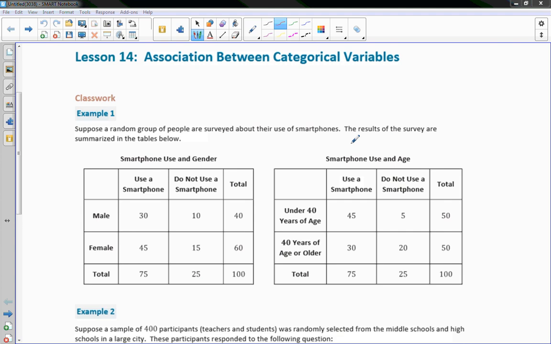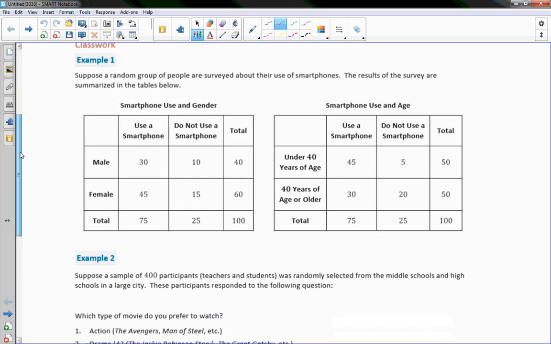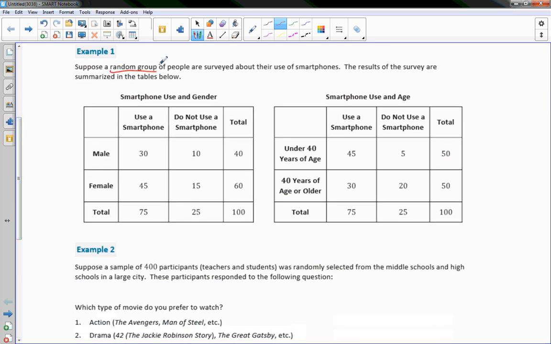So example 1 here says, suppose a random group of people are surveyed, okay, a random group, about the use of their smartphones. The results of the survey are summarized in the tables below. So we just want to take a look at these. There's nothing to do here except discuss what's going on.